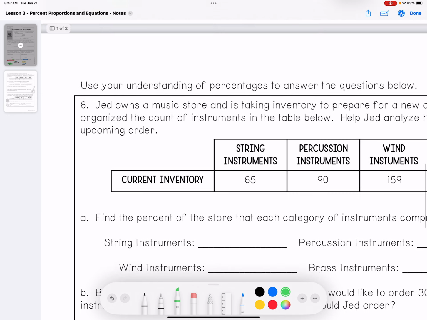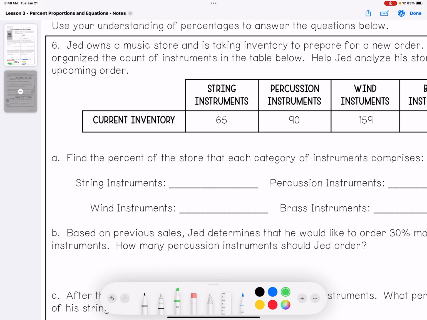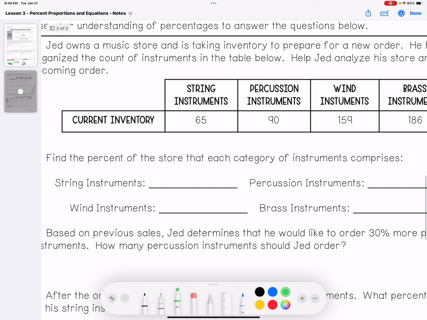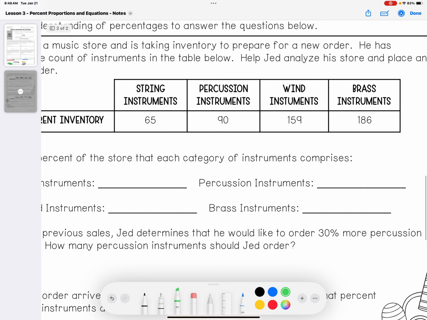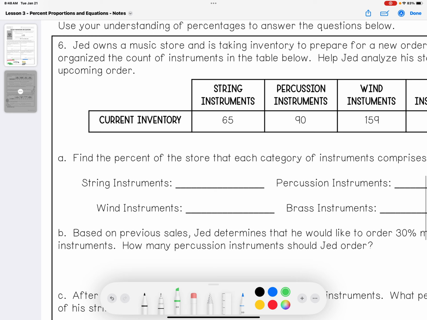All right, moving to the back. Two more. All right, Jed. Jed owns a music store and has taken inventory to prepare for a new order. He has organized the count of instruments in the table below. Help Jed analyze his store and place an upcoming order.